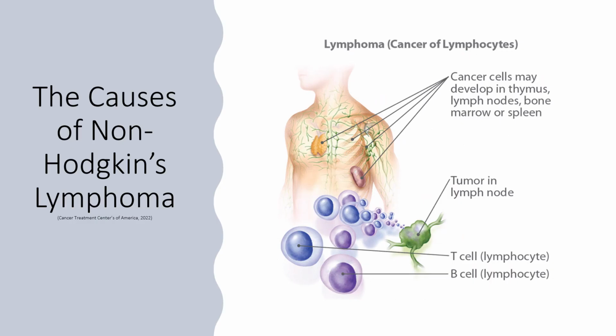The causes of non-Hodgkin's lymphoma. So what are the causes of non-Hodgkin's lymphoma? Well, we can see from this diagram that cancer cells may develop in the thymus, lymph nodes, bone marrow, or spleen. These are the most common areas. The diagram also identifies T-cell lymphocytes and B-cell lymphocytes.